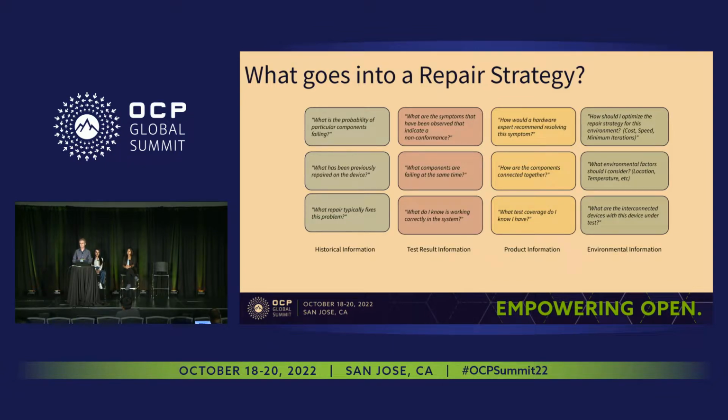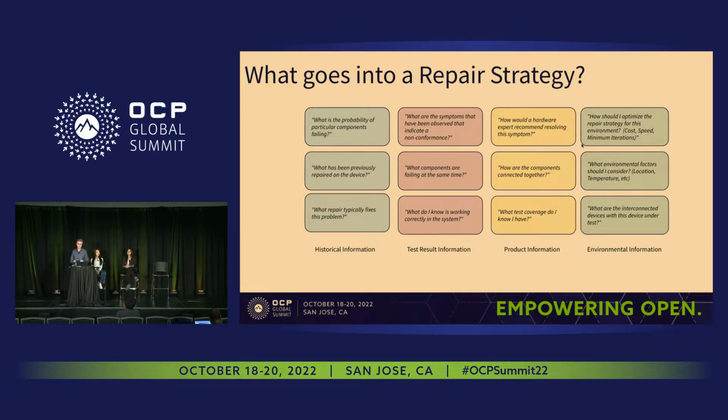Then we have the test result information, and this is where the OCP Diagnostic standard comes in. If you're asking what an OCP diagnostic is, don't worry. We're going to be talking about that in the next 30 minutes, right after this one. There are certain hard things in computer science, and scheduling is one of them, so bear with us there. But the test result information basically tells us what symptoms have been observed to indicate that we have a problem. What components are failing at the same time or in parallel? And what do I know is working on the system? In other words, what do I have passing tests for? What components can I say have been exonerated?